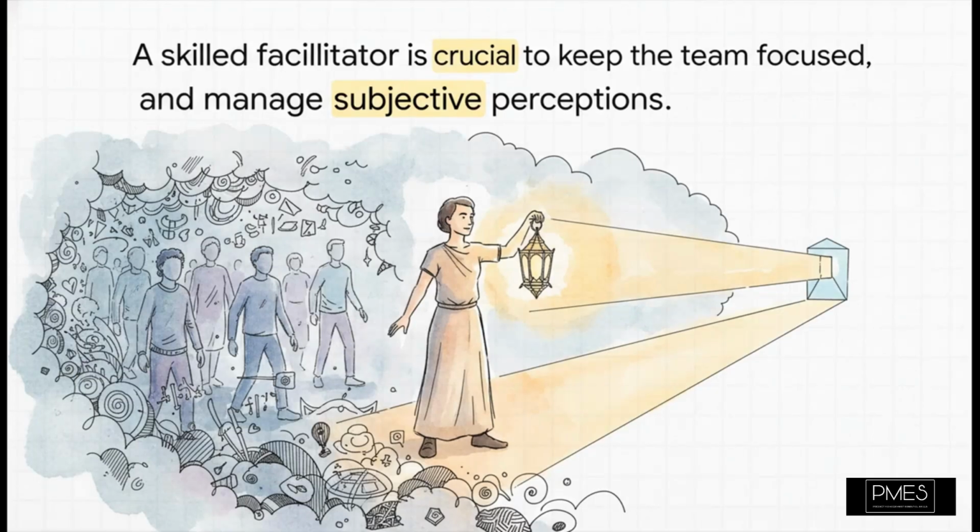And because this process leans so heavily on human judgment, managing bias is absolutely essential. This is where a skilled facilitator becomes worth their weight in gold. Their job isn't just to run the meeting. It's to be a neutral guide, to challenge assumptions, to spot groupthink, and to steer the team toward a consensus that's as objective as humanly possible.